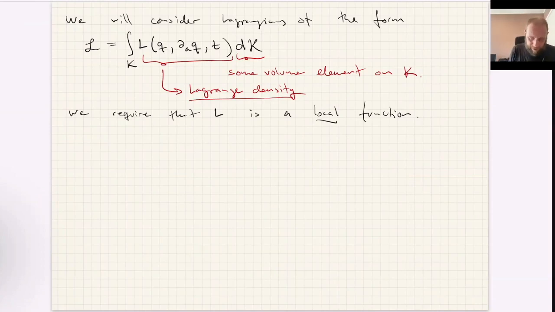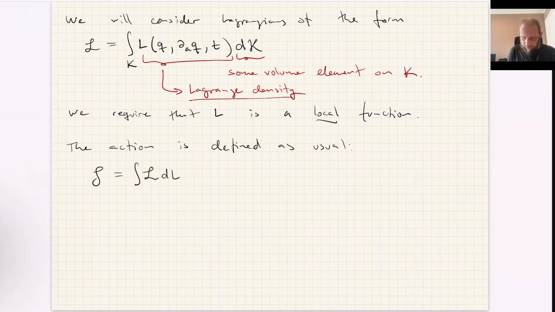Given that the action is defined as usual, the action is the time integral of the Lagrangian. If you want to express that in terms of the Lagrange density, it would be the integral over both, taking between t1 and t2, of the Lagrange density, dk, dt.